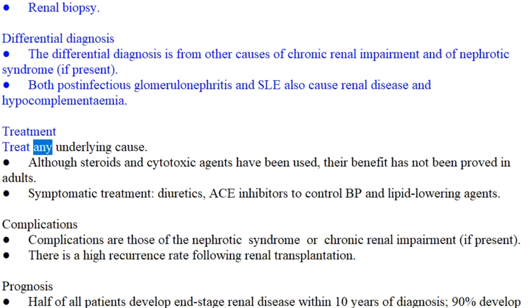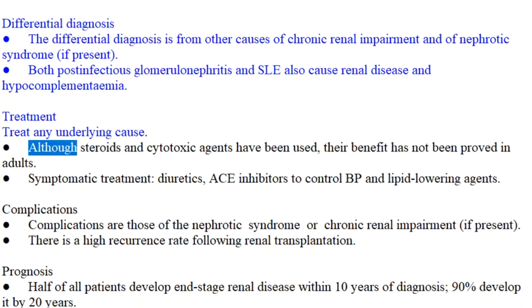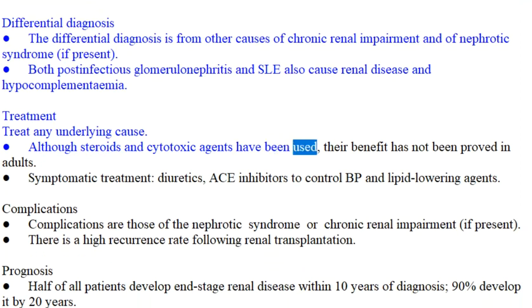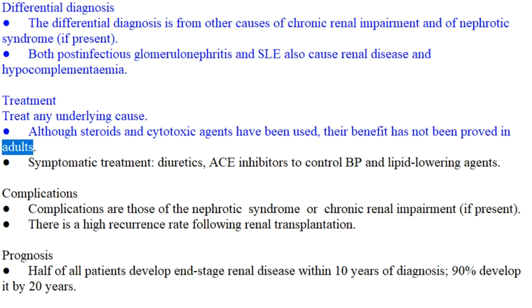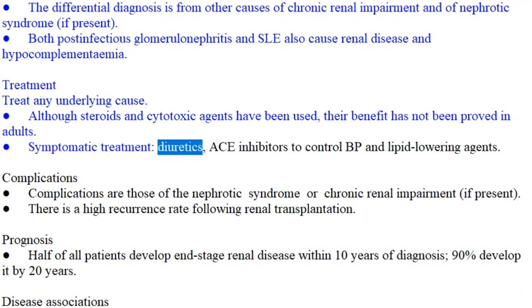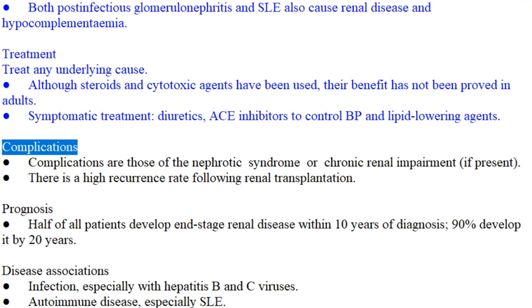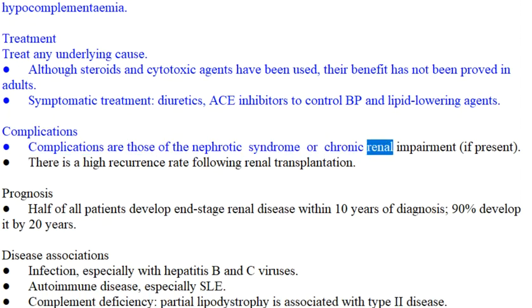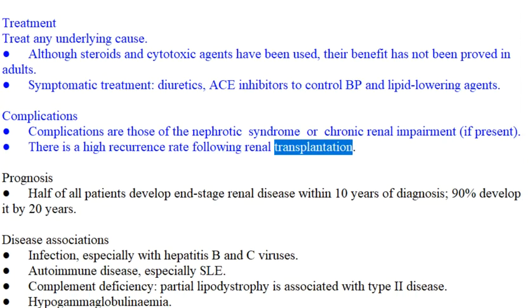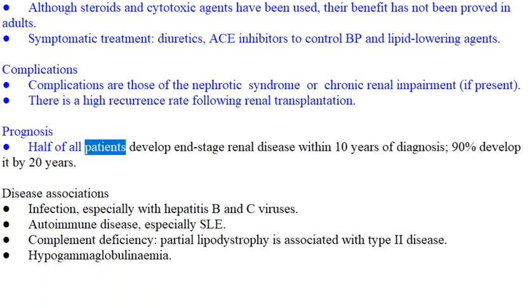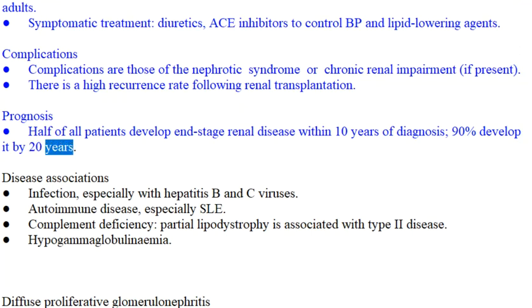Treatment. Treat any underlying cause. Although steroids and cytotoxic agents have been used, their benefit has not been proved in adults. Symptomatic treatment: diuretics, ACE inhibitors to control BP and lipid-lowering agents. Complications. Complications are those of the nephrotic syndrome or chronic renal impairment, if present. There is a high recurrence rate following renal transplantation. Prognosis. Half of all patients develop end-stage renal disease within 10 years of diagnosis, 90% develop it by 20 years.